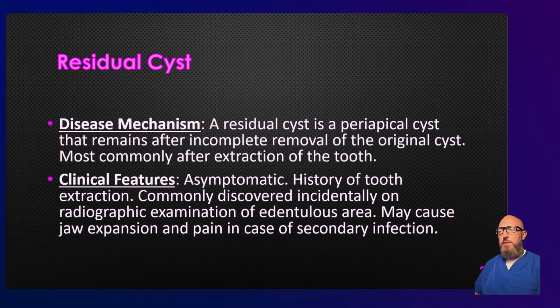All right, residual cyst, I kind of mentioned in passing, but this is just a periapical cyst that remains after incomplete removal of a cyst. So a cyst that wasn't fully removed, typically it's asymptomatic, found incidentally in an edentulous area where they have a history of extraction there. If you can dig deep enough, a history of a necrotic tooth in that area. But all the other features are identical to a periapical cyst.